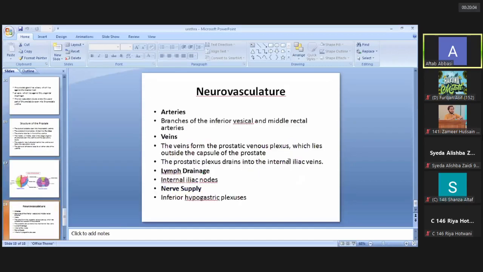If we see the neurovasculature of the prostate gland, it is supplied by the branches of the inferior vesical arteries and the middle rectal arteries. The corresponding veins drain the prostate gland and form a plexus known as the prostatic venous plexus that lies outside the capsule of the prostate gland. This prostatic plexus drains into the internal iliac veins. The lymphatic drainage of the prostate gland is by the internal iliac group of lymph nodes, and the nerve supply is from the inferior hypogastric plexus.